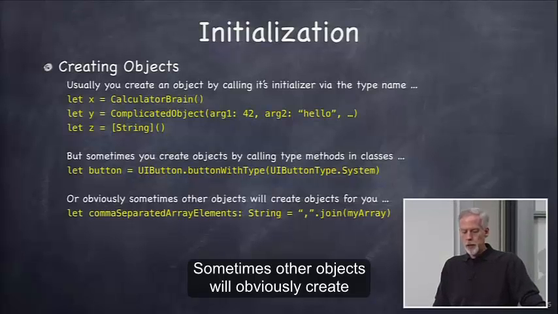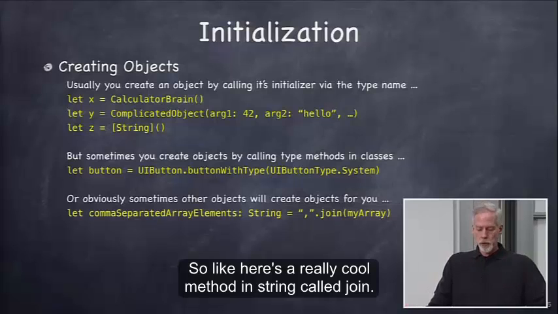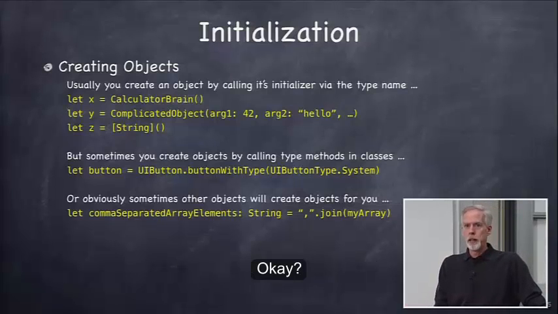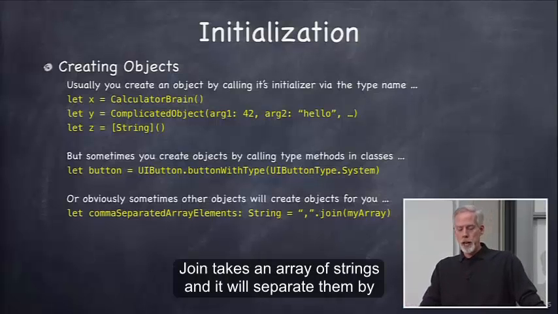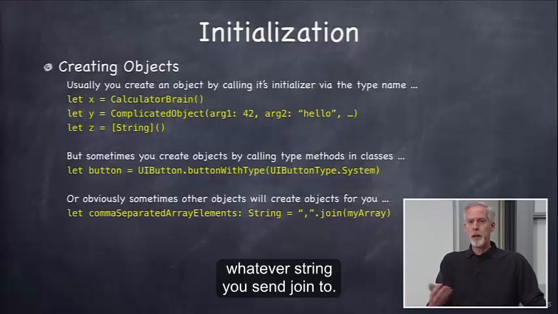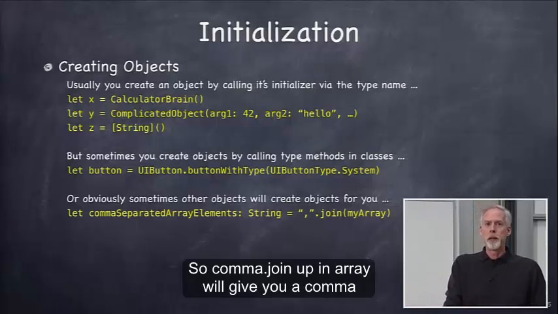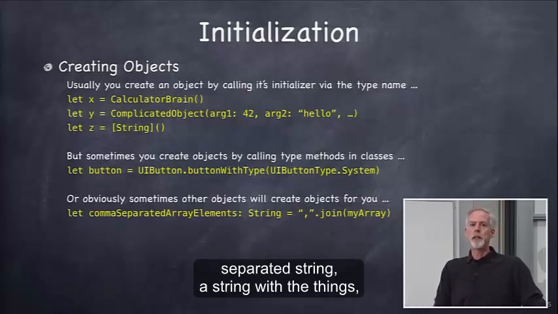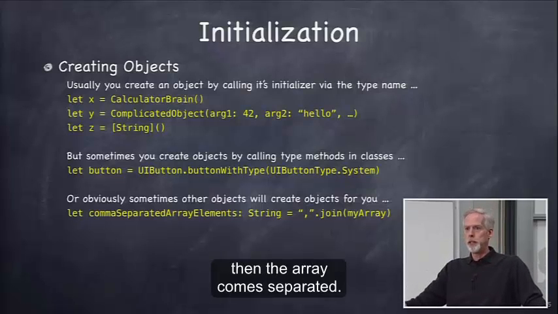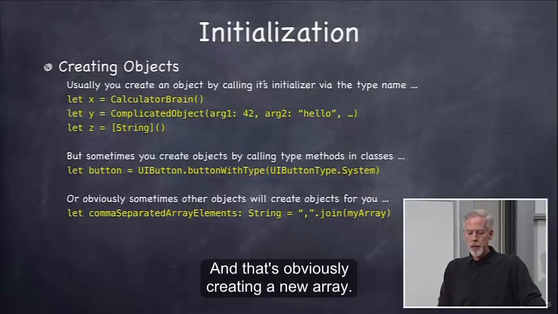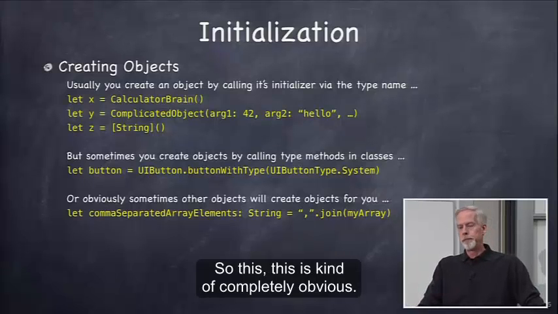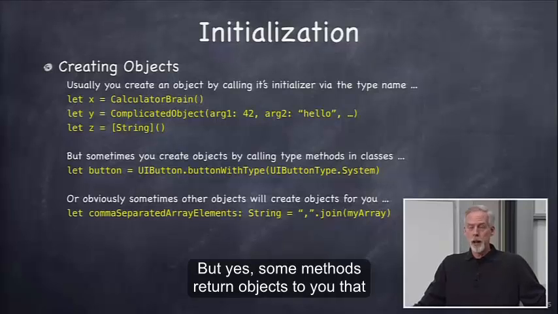Sometimes other objects will obviously create objects for you. So like, here's a really cool method in string called join. Join takes an array of strings and it will separate them by whatever string you send join to. So comma dot join of an array will give you a comma separated string, a string with the things in the array comma separated. And that's obviously creating a new string. So this is kind of completely obvious, but yes, some methods return objects to you that were created.